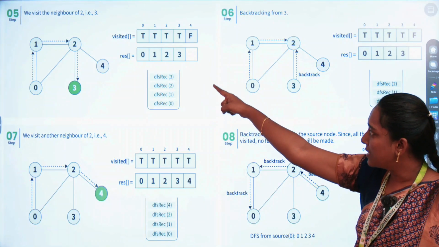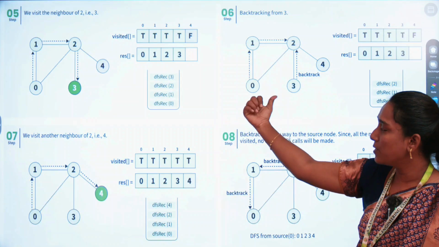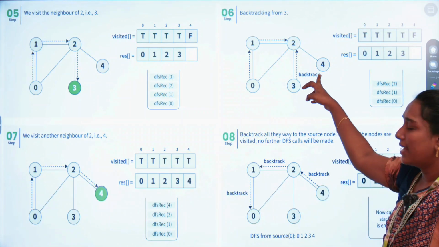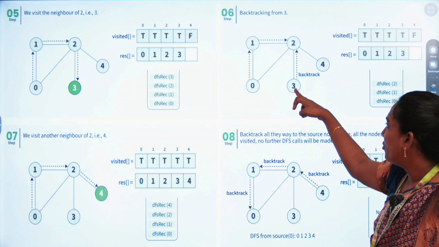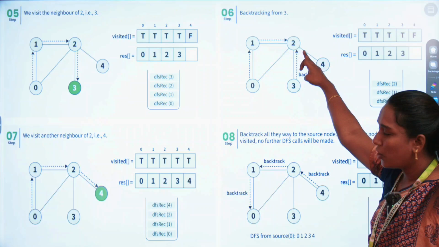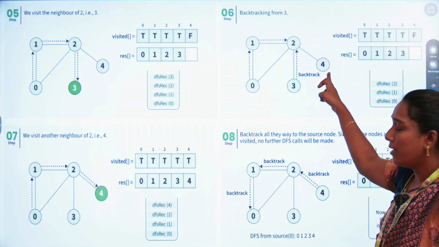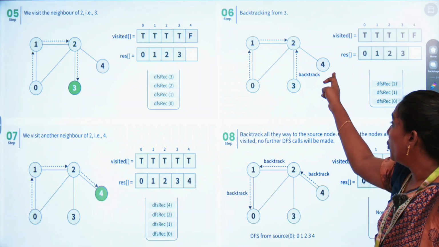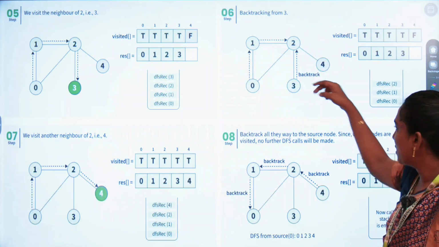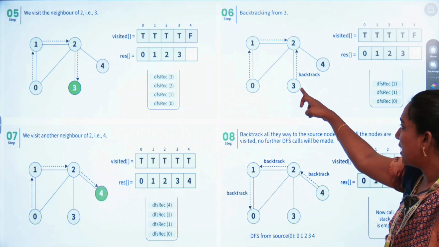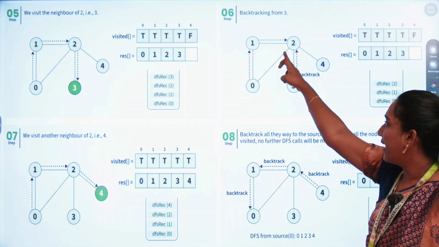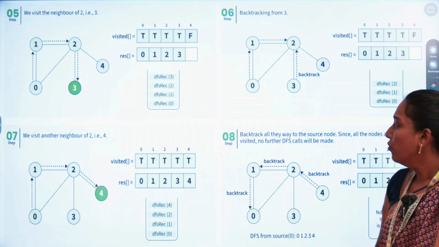So node 0 has been visited, 1 has been visited, 2 has been visited, 3 has been visited. One more node is left over, that is 4. But now check whether 3 has any adjacent node. No. So it goes to the backtracking of 2. Since you are doing the backtracking process, a pop takes place, and 3 gets deleted. From 2 you are reaching the node 4.